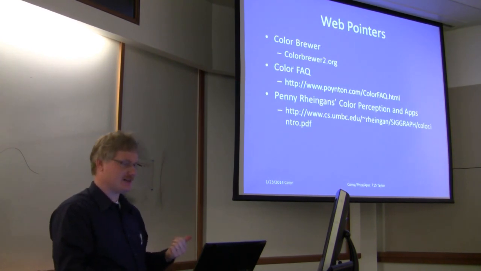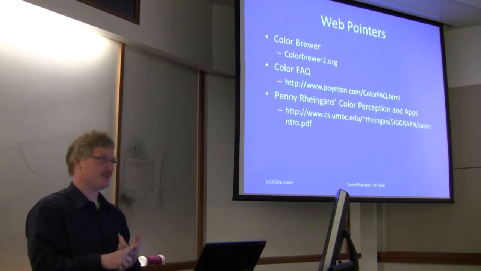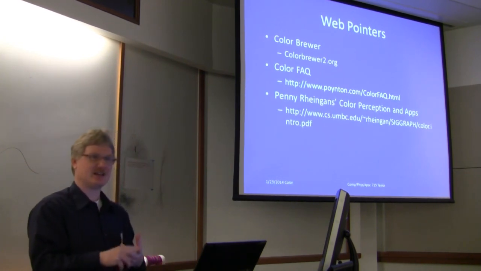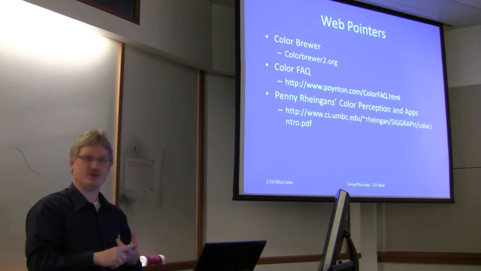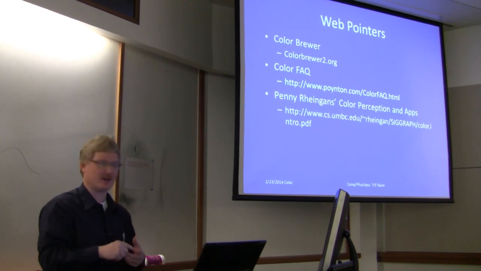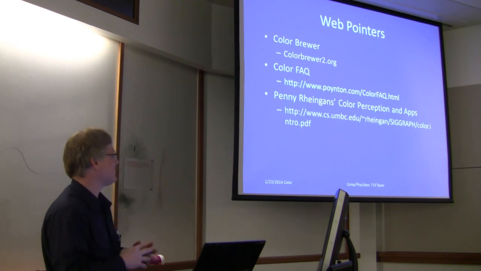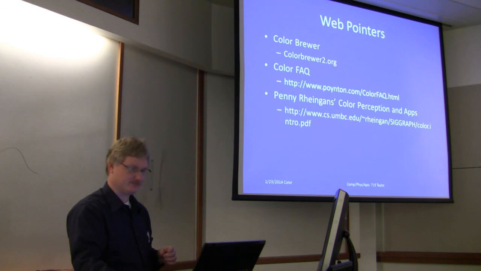All right. Other places to go. ColorBrewer is a good place to build yourself a color map for characteristics that you care about. You can take the colors from that, stick them into the peer review editor, and get whatever color map you wanted for your homeworks or for your final project. There's a color FAQ online, and then Penny Rheingans' color perception and apps that she maintains there.